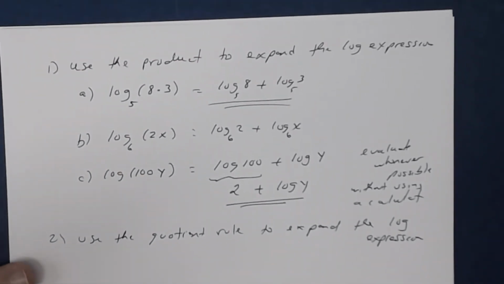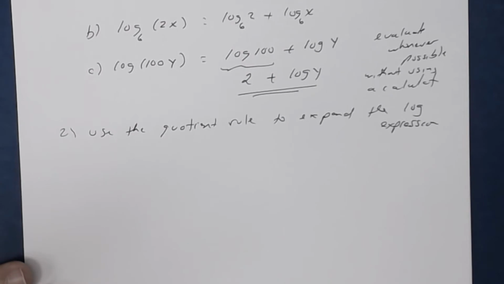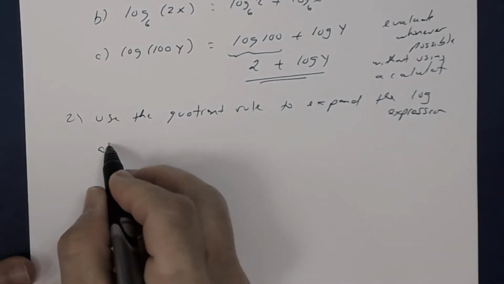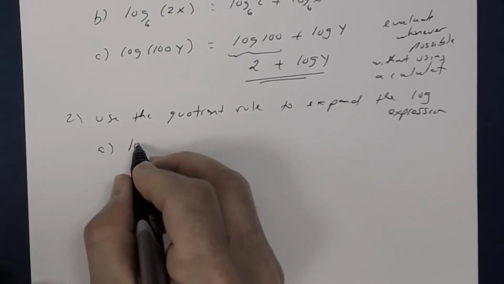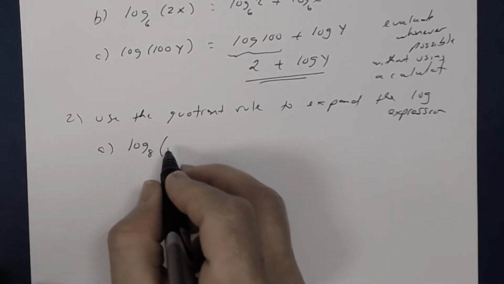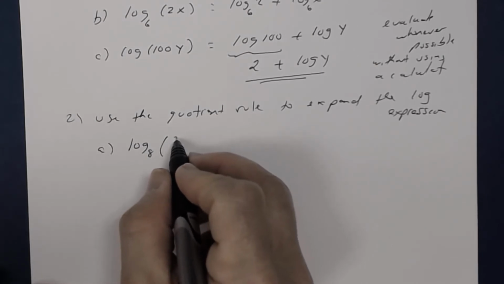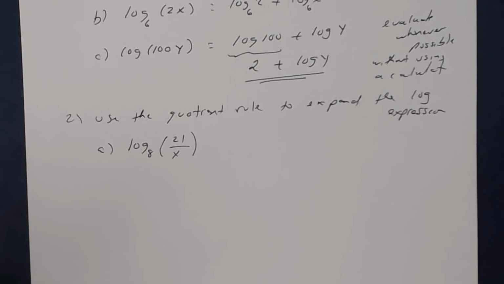All right, and this right here should have said use a product rule. All right, so part A. Let's suppose we had this: log base 8 of, let's say, 21 divided by x. Log base 8 of 21 divided by x.